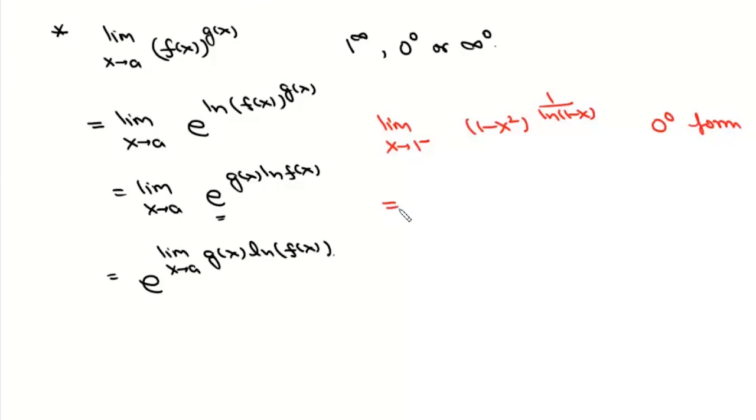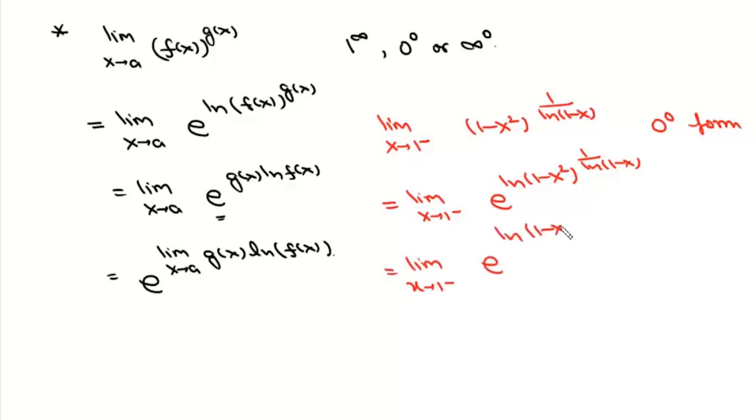Now we can write this limit as this limit x tends to 1 negative e to the power log (1 minus x squared) to the power 1 upon log(1 minus x). Now we can take this power out, so it will be this limit x tends to 1 negative e to the power log(1 minus x squared) upon log(1 minus x).